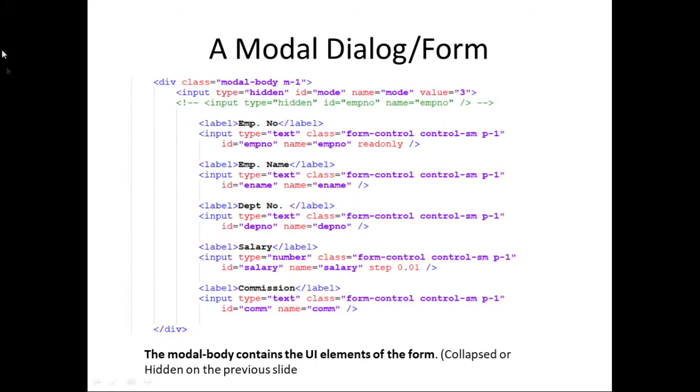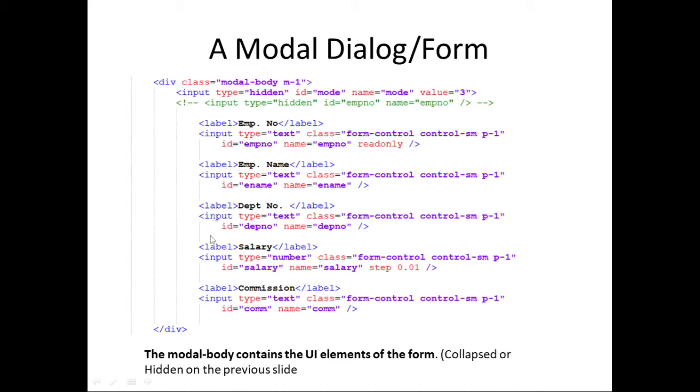So here, if we expand the modal body, these will be the contents within the modal body. We have input type hidden, ID mode, name equals mode. What is important here is the name, especially in PHP. The value here should not be equal to 3 but equal to 1, because we use 1 for adding. Then we have the label empno, then we have the text box. We have label emp name, so name is ename. So these are text boxes. Salary is number. Salary as number, and commission, we can also have this as number.